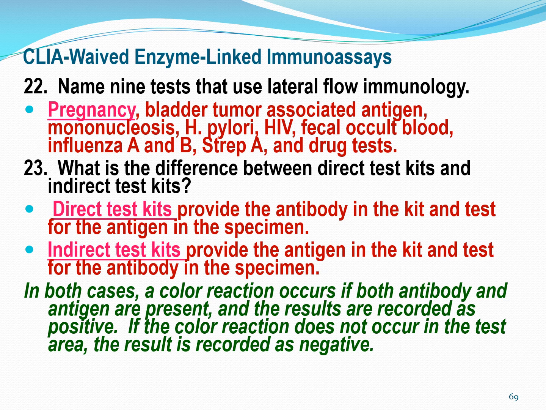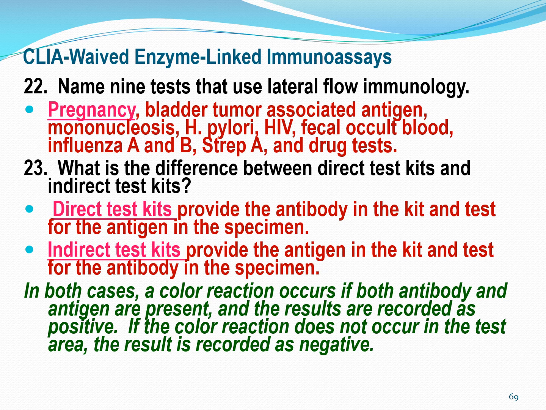So we want to be able to name 9 different tests that use lateral flow immunology. These are CLIA-waived enzyme-linked immunoassay tests that, as medical assistants or lab assistants, you may be running in your physician's office labs. The first one is a pregnancy test, what we just saw. Then bladder tumors associated with antigens, mononucleosis, H. pylori, which is responsible for stomach ulcers in a lot of cases, HIV, a fecal occult blood test that is this type, influenza A and B, strep A, and drug testing. These are all tests that use lateral flow immunology.